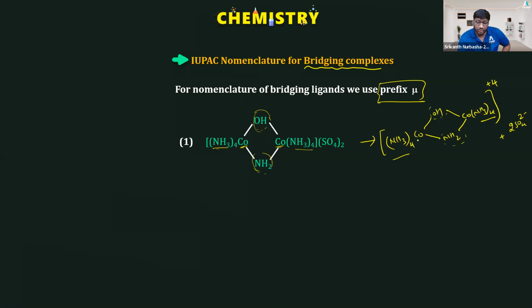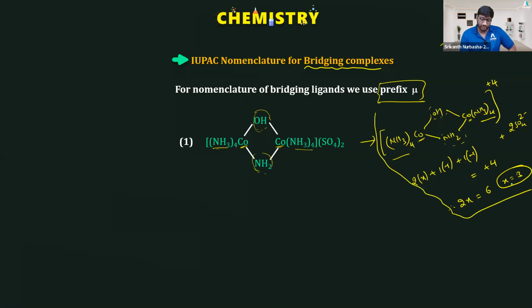So if the oxidation state of cobalt is X, we have two cobalts. So 2 into X, plus 1 OH minus, 1 into -1, plus 1 NH2 minus, 1 into -1, equals the total charge +4. Therefore 2X is equal to how much, students? 4 plus 2, that is 6, so X is equal to 3. That means the average oxidation state of cobalt in this particular bridged complex is 3.